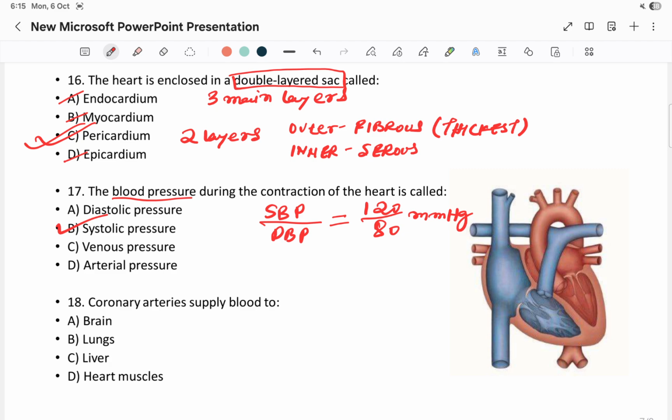Question number 18. Coronary arteries supply blood to. Option number A, brain, B, lungs, C, liver, D, heart muscles. And the correct answer is heart muscles.